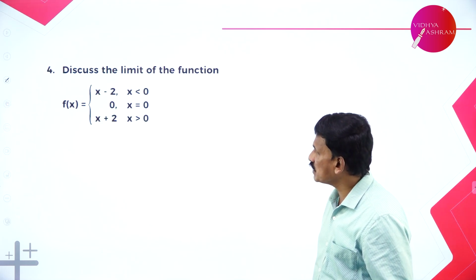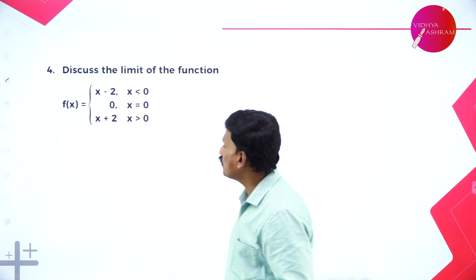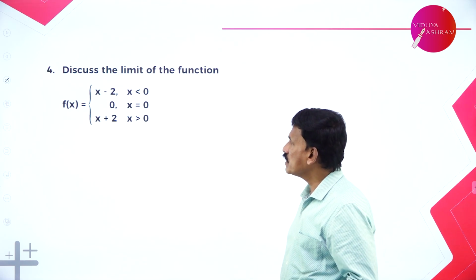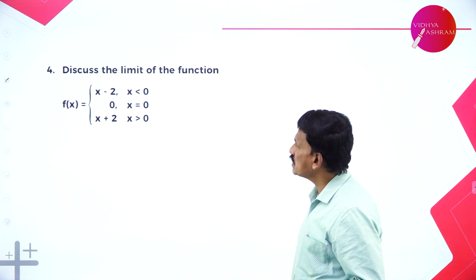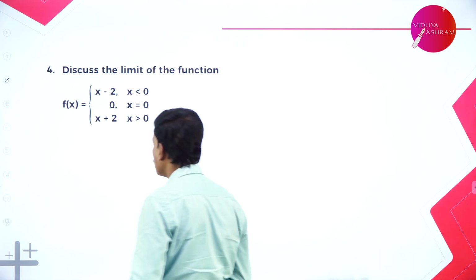Discuss the limit of the function. Now what is given here? F of x is equal to x minus 2 when x is less than 0, 0 when x is equal to 0, and x plus 2 when x is greater than 0. Now find out the left hand limit.